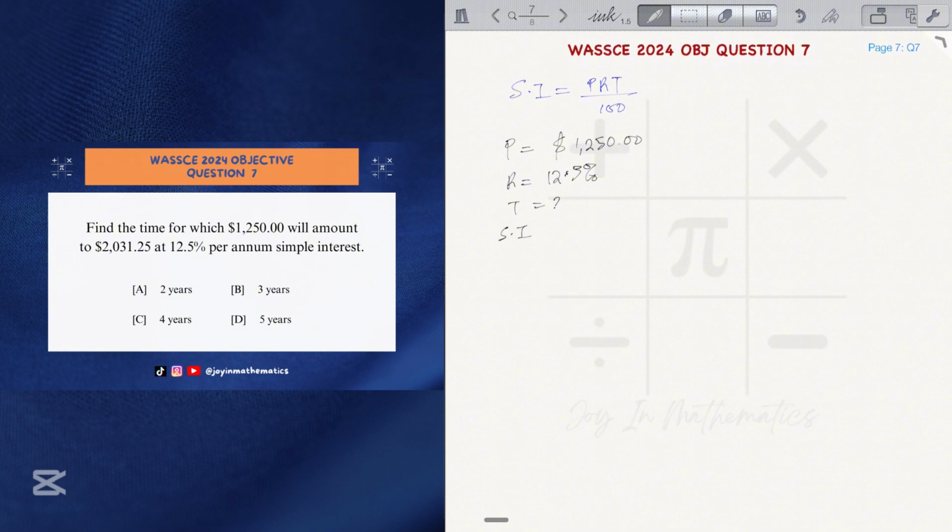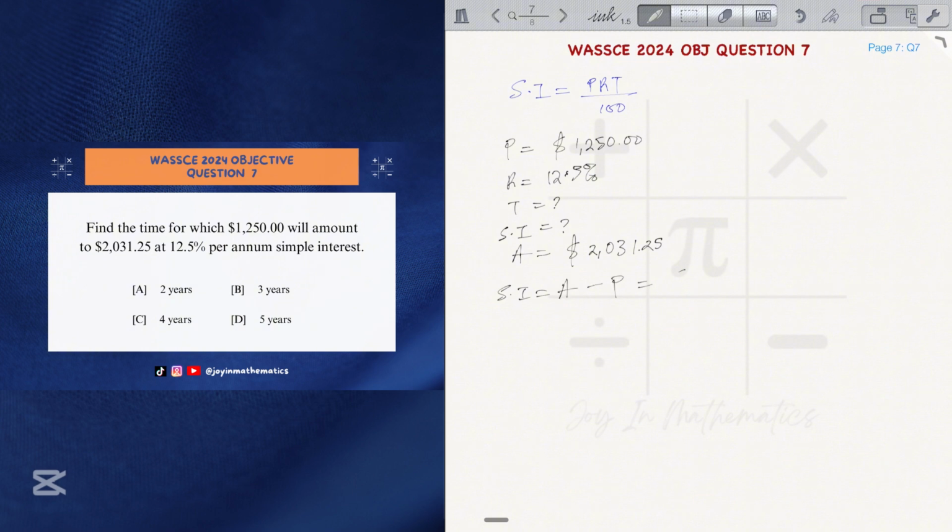Okay, we understand that the simple interest will be the amount minus the principal amount. So if you look at the question again, that's find the time for which 1,250 will amount to 2,031.25. So the simple interest is unknown, but we understand that the final amount is $2,031.25. So therefore we're saying that the simple interest, that means the amount paid extra on the principal amount, will be amount minus the principal.